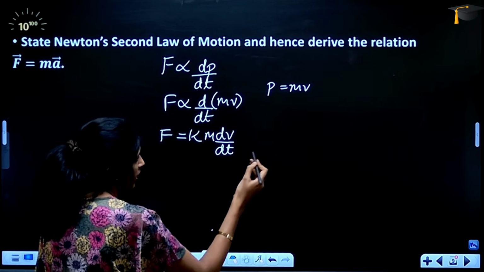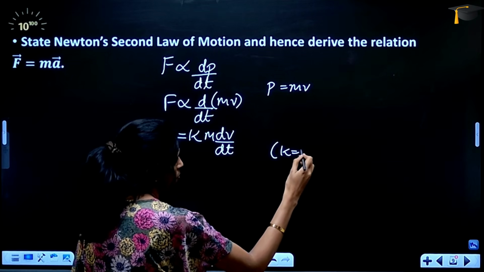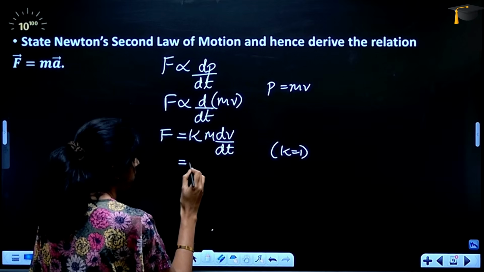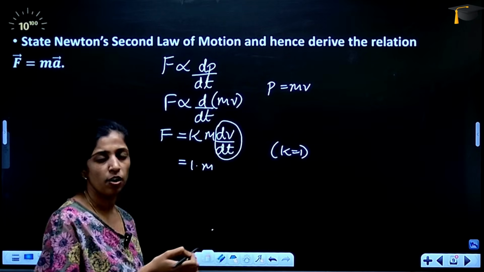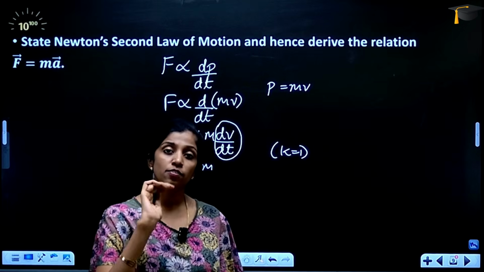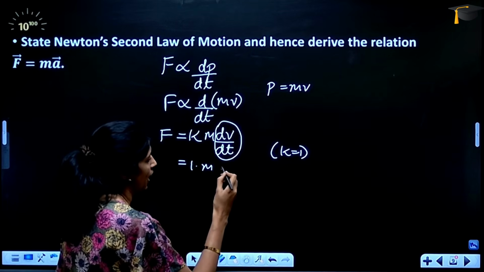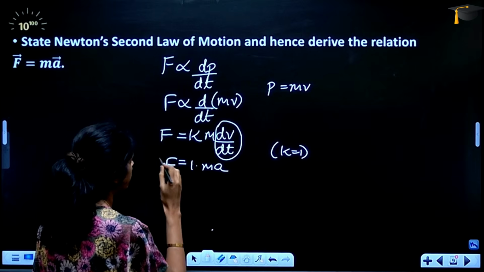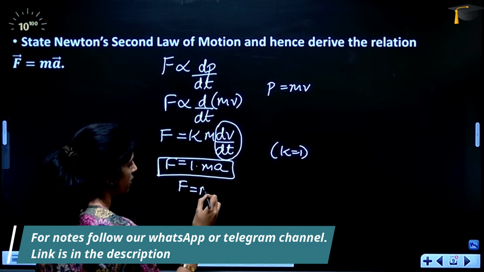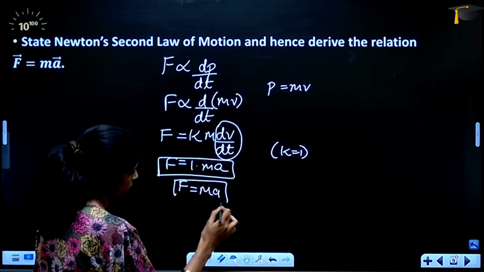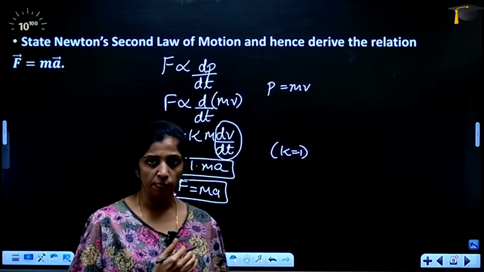Now, if you want to take k as 1, like a proportionality constant, you can take it as 1, and then mass. So dV by dt is what? The rate of change of velocity, right? And the rate of change of velocity is acceleration. So hence F equals m times a, or 1 into ma is nothing but F equals m times a. Hence proved. It's a very small, few-step derivation.